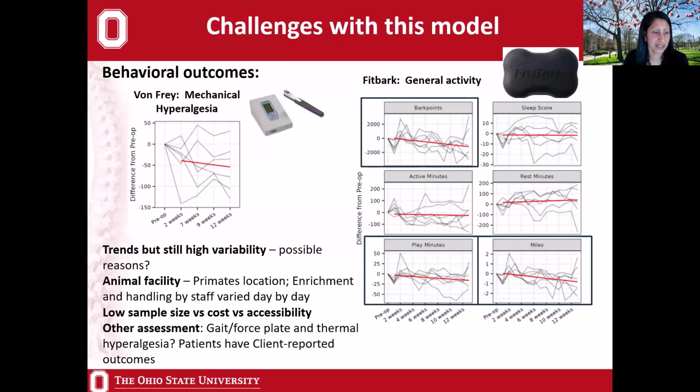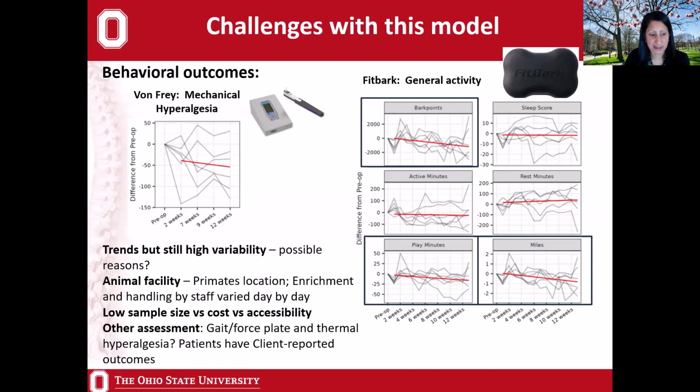Another factor with doing large animal research is sample size and cost and accessibility. So it's not cheap to do this study. It costs a lot and obviously it has ethical implications. So there's a lot of factors you need to consider. In terms of improving our pain behaviors, we're looking at things like gait analysis, which we think could give us more reliable data.